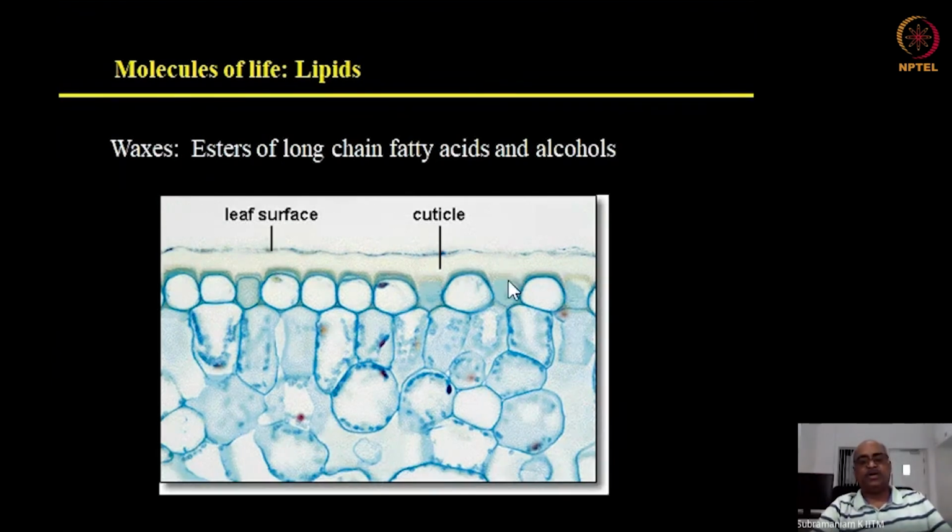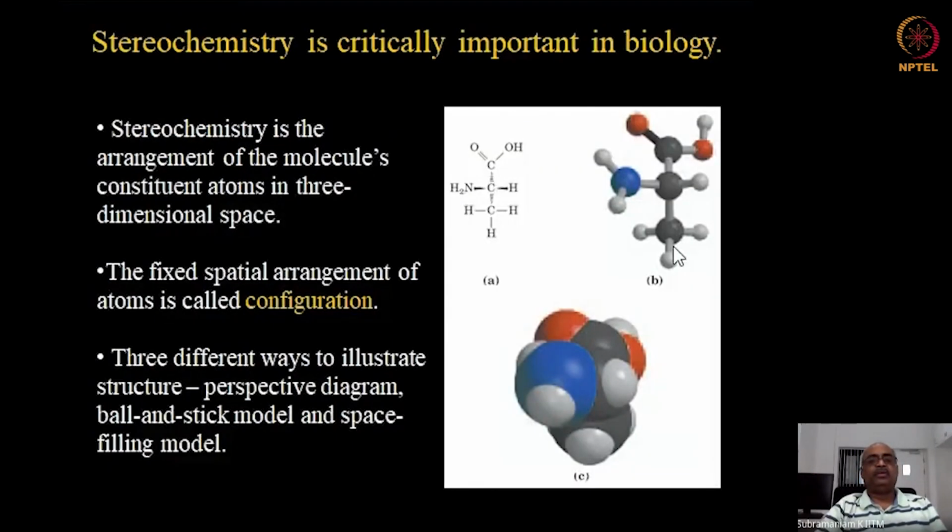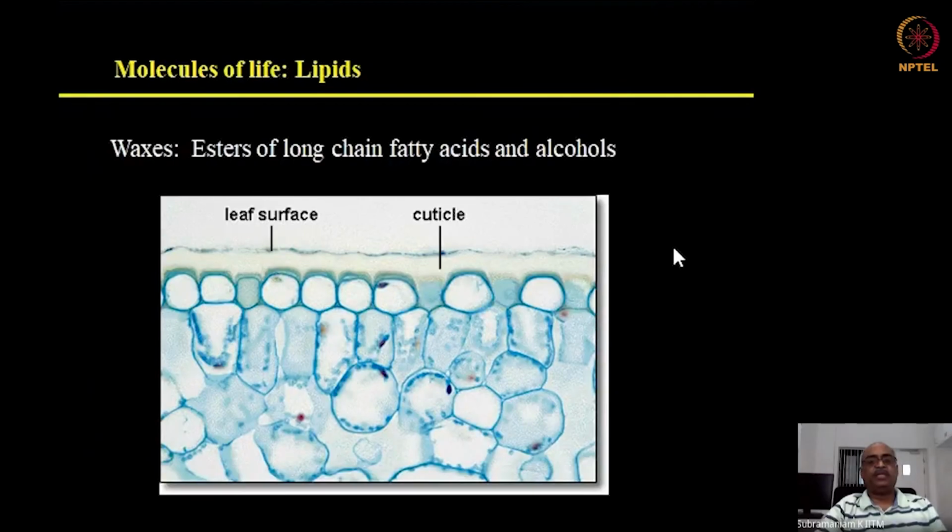So for us as biochemists, the information about wax is that they are esters made up of long-chain fatty acids with long-chain fatty alcohols. They are also stored in marine animals like whales, and they are an important source for making fragrances also. Okay, so that's about the waxes. We are sort of running out of time, so I'll stop here.